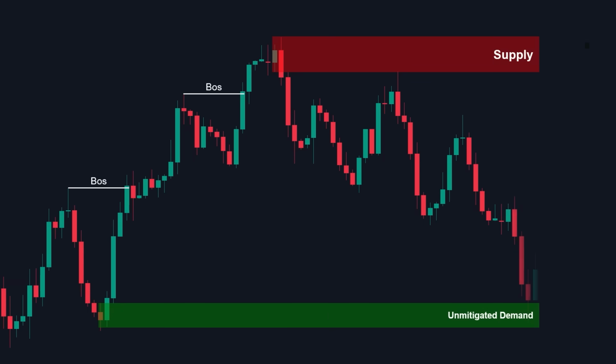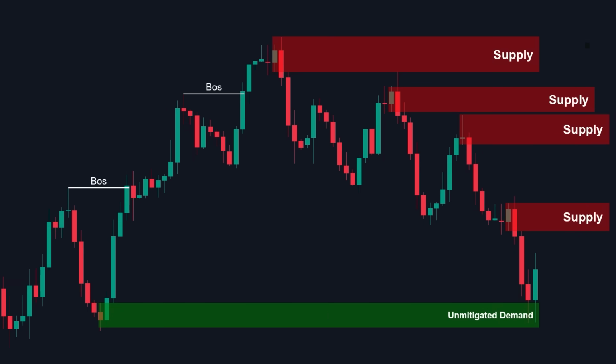Continuously, the market breaks the structures to the downside, showing that the supply is in control, creating multiple supply areas. Each of these supply areas could be a potential selling opportunity until we reach this unmitigated demand area in front of the price. This zone can be a potential interest area for the buyers to step into the market.